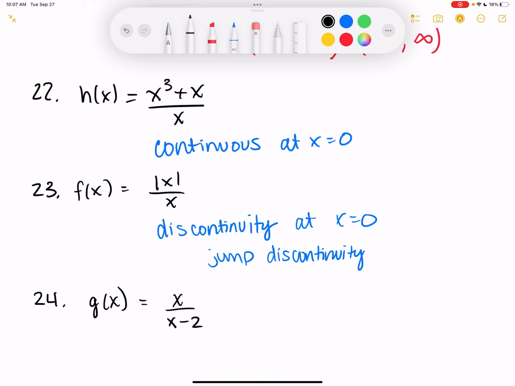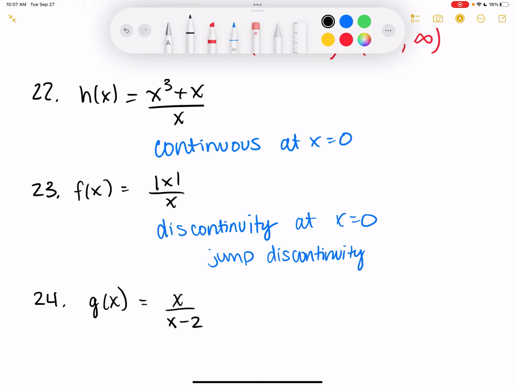Let me try something. I think it's infinite. It's an infinite discontinuity. But I want to know, at x equals 0, is there a discontinuity? No. Wait, so then it's continuous at x equals 0. But there is a discontinuity, because these aren't x equals 0. Right, there is a discontinuity, but not at x equals 0.